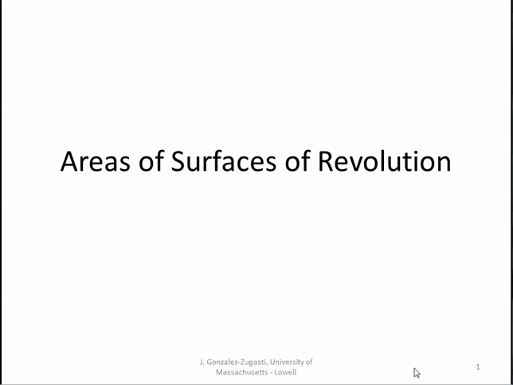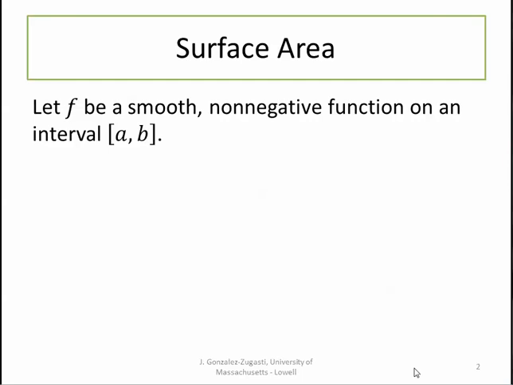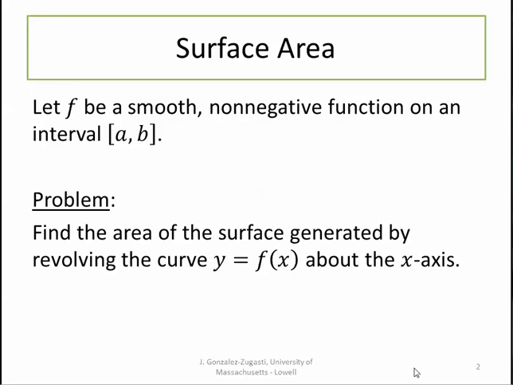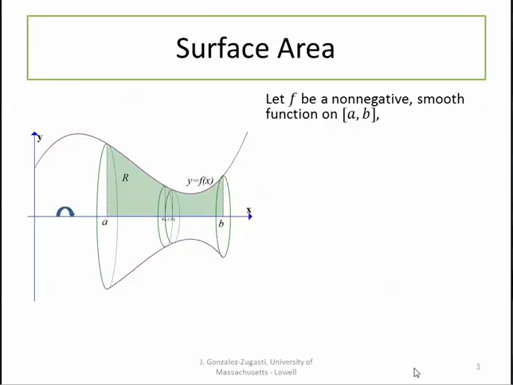Areas of surfaces of revolution. All right, let f be a smooth, non-negative function on an interval [a, b]. What we want to do is find the area of the surface generated by revolving the curve about the x-axis. All right, so we have our function and we have our interval.